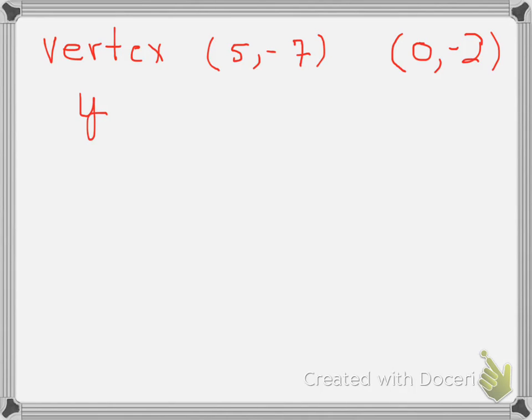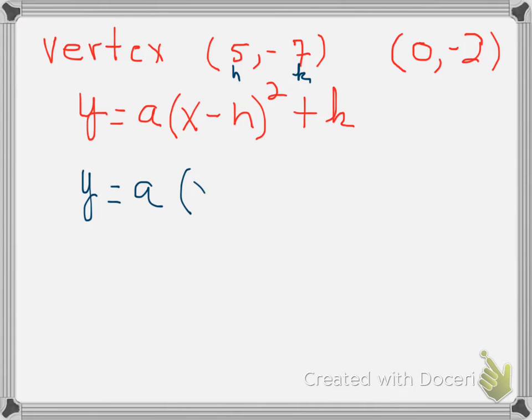Now, thinking about vertex form, y equals a times (x minus h) squared plus k. Well, they gave us h and k. Here's h, and here's k. So y is going to equal a times (x minus 5) squared minus 7. Now, what we need to do is find the a value, and what we would need for that is an x and a y pair.